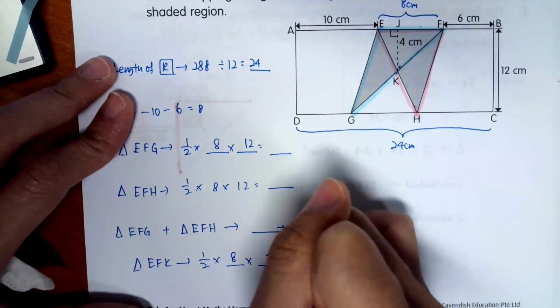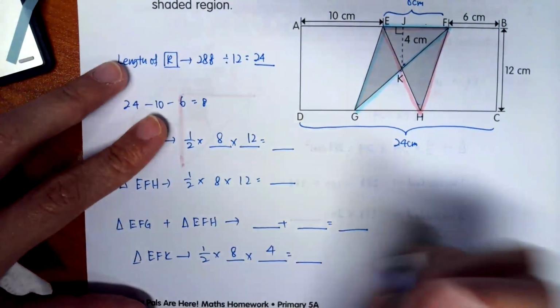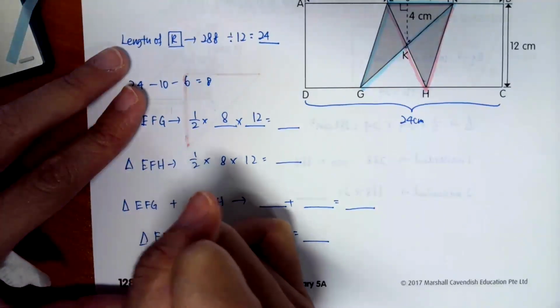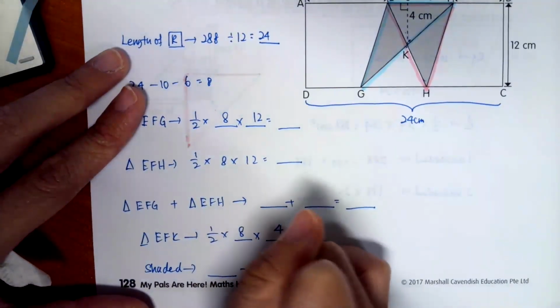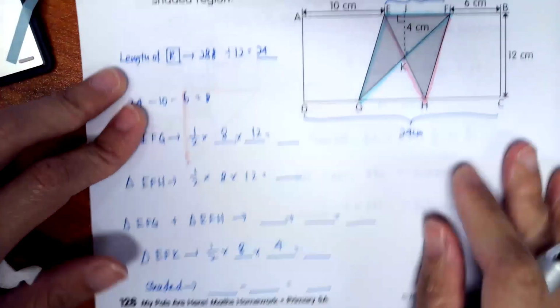If you can't see, you turn the paper around so you can see the base clearly. All right, so you get the triangle EFK. And then for the shaded, you just take my total minus one set of triangle EFK. You will get the shaded. That's it.